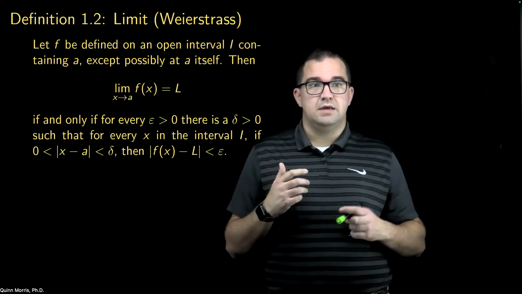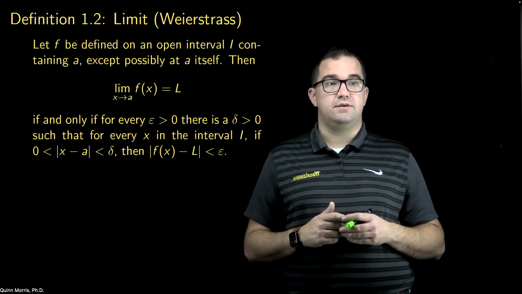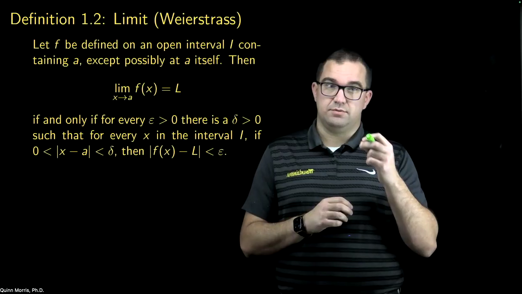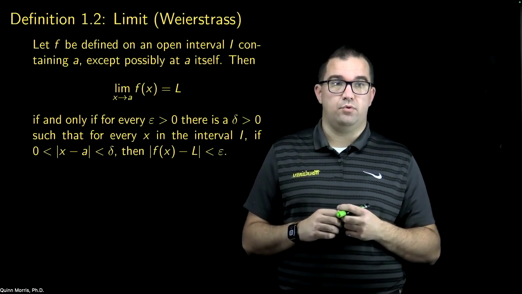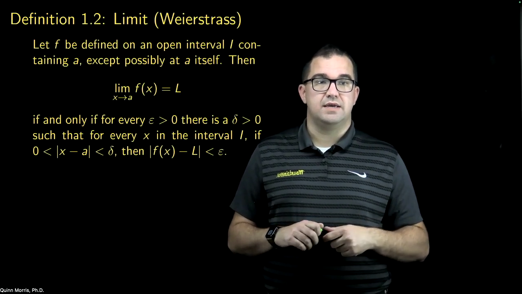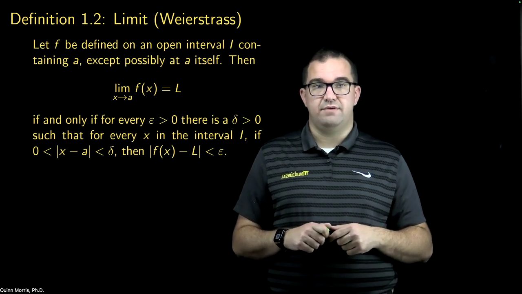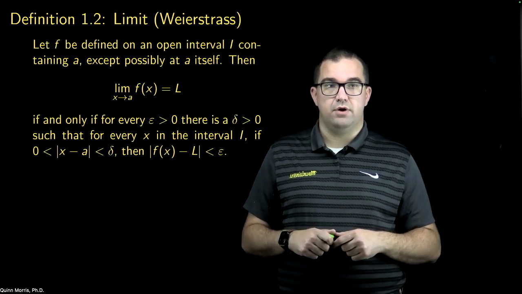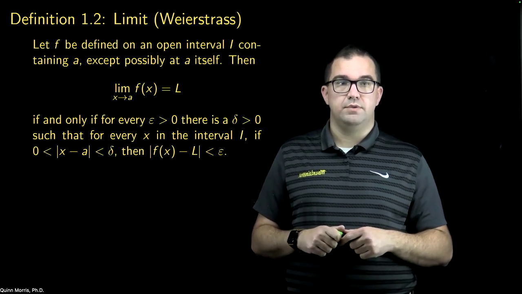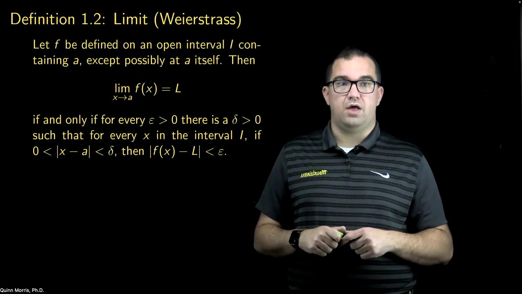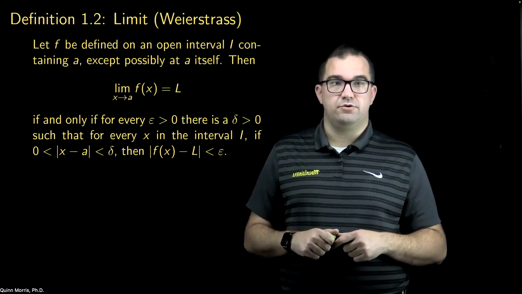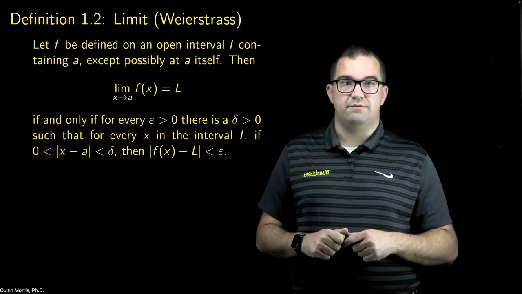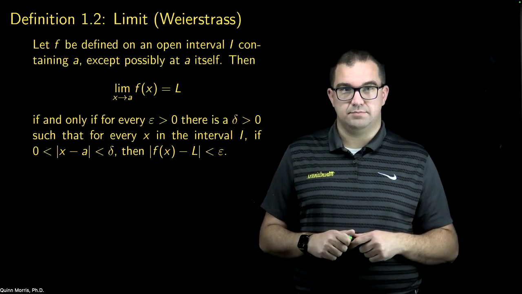And the idea is, let f be a function which is defined on some open interval which contains a point A, except the function may possibly not be defined at the point A itself. Then we say the limit as x approaches a of f of x is equal to L if and only if for every epsilon greater than 0, there is a delta greater than 0, such that for every x in the interval I, if the absolute value of x minus a is between 0 and delta, then the absolute value of f of x minus L will be less than epsilon.